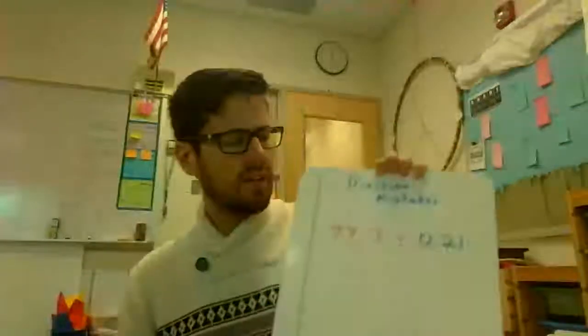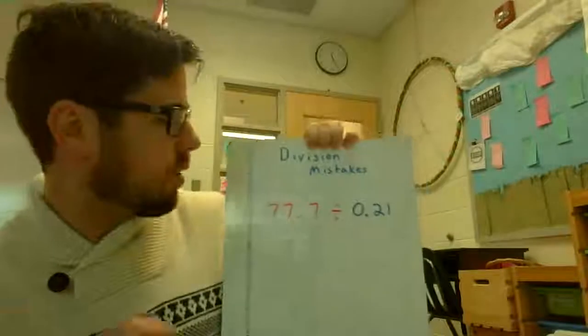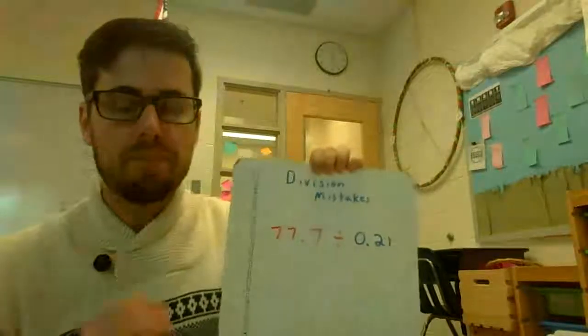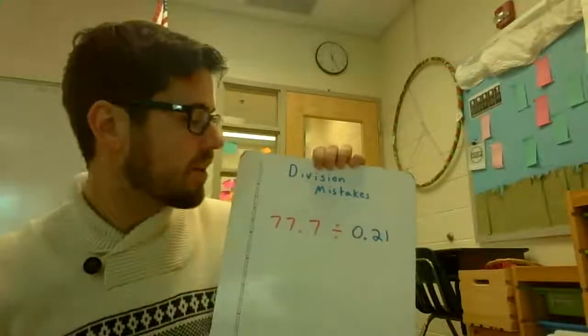So for this digital video, we're going to be talking about some of the mistakes that were very common on the test related to division with decimals. I'm going to go ahead and set up a problem for you. This was one of the problems on the test. It was 77 and 7/10 divided by 21 hundredths.